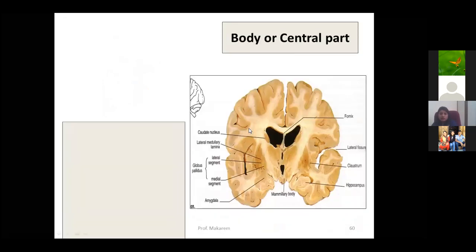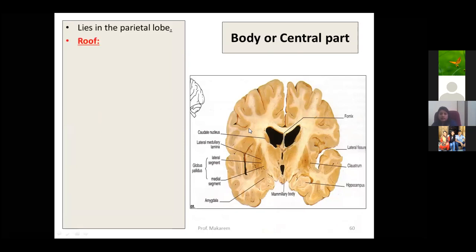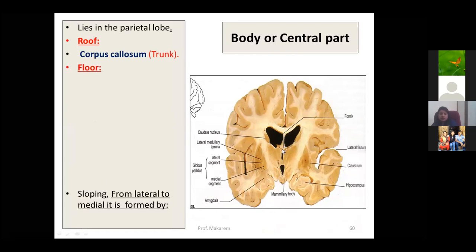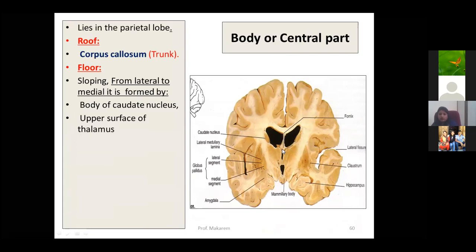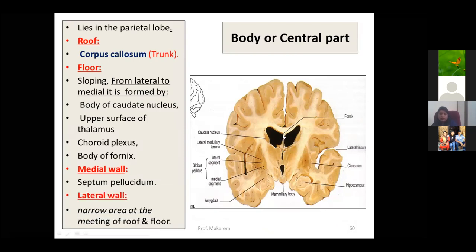Then coming to the body or central part, which lies in the parietal lobe. Again, it has a roof formed by the corpus callosum. Then the floor is formed mainly by the body of the caudate nucleus and the upper surface of the thalamus, and then the choroid plexus and body of the fornix. The medial wall is formed by the septum pellucidum, and the lateral wall by a narrow area at the meeting of roof and floor.